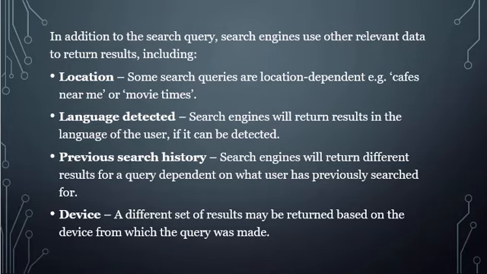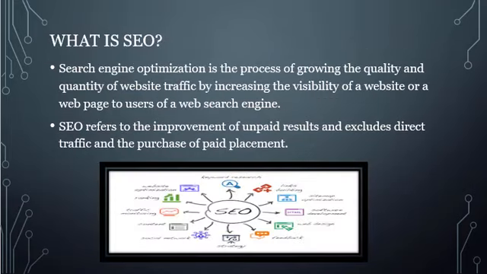Search engines will return results in language of the user if it can be detected. Then previous search history. Search engines will return different results for a query depending on what user has previously searched for. Then lastly, the device. A different set of results may be returned based on the device from which the query was made. Now comes what is SEO, that is search engine optimization.